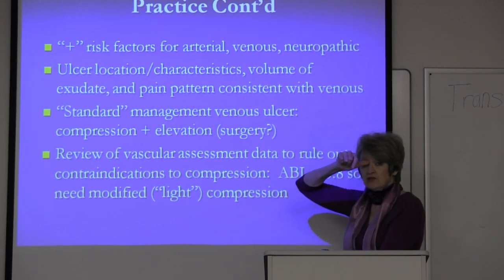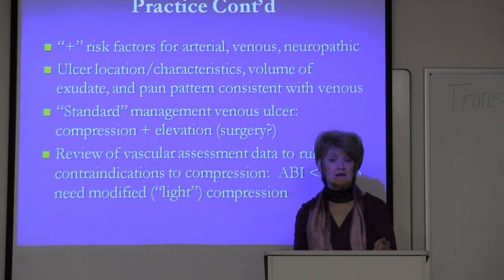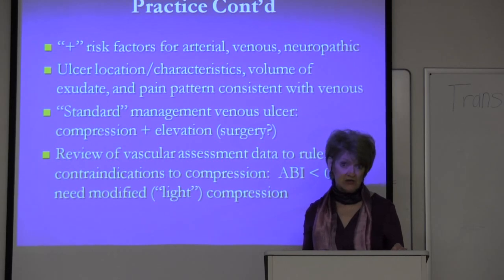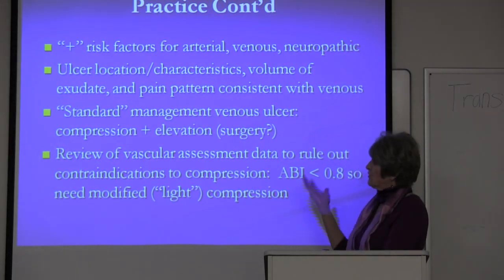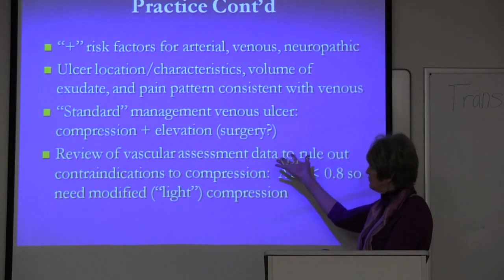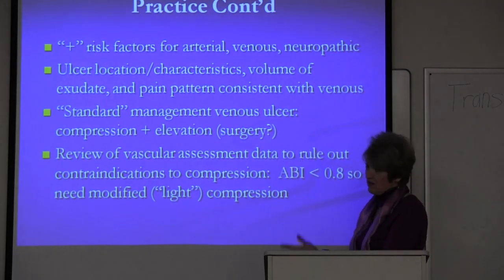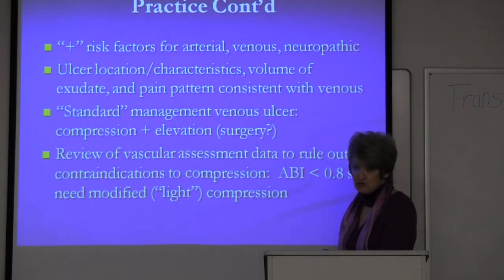If you go back and you look at your vascular data, you can rule out arterial as the etiology. If you look at location, you can rule out neuropathic as etiology. Okay, so this is a venous ulcer. Now we go back and we say, well, how are we going to manage it? Well, standard management is compression and elevation, possibly surgical intervention.